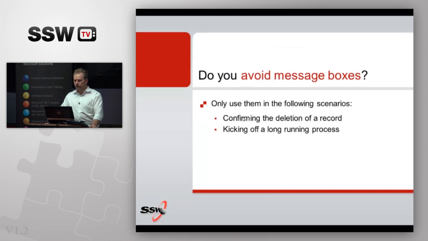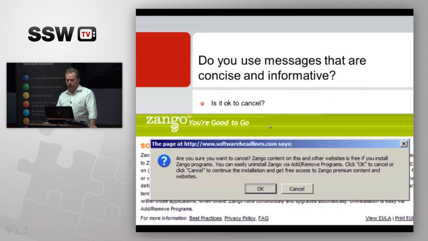So, avoiding message boxes. I still think that you should use message boxes in a couple of situations. That is confirming the deletion of a record, I'm okay with that, and if you're about to kick off a long-running process. I also think that message boxes are difficult when there's a lot of text and they're giving you instructions on what to do, when to press OK, when to click cancel, when to click ignore.